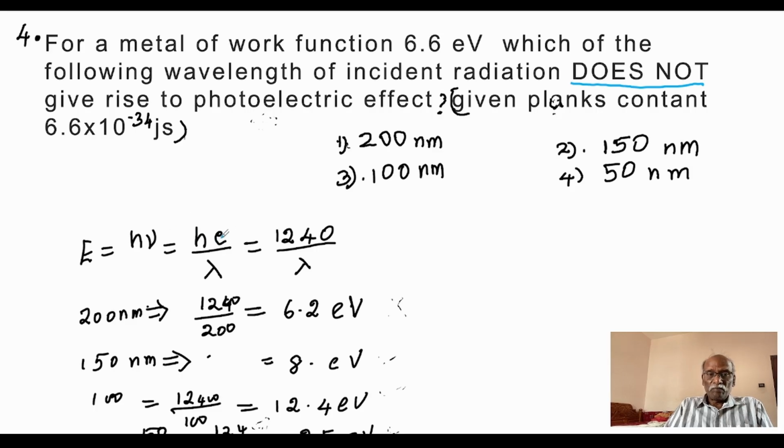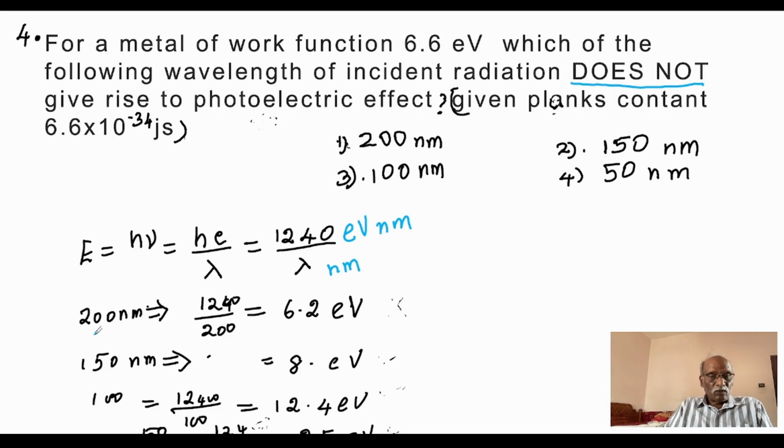Both h and c are constants. When we multiply hc, roughly it comes to 1240 electron volt nanometer. That is the unit of this value. The wavelength is also in nanometer, that's why we have taken the numerator in terms of nanometer. Only then can we get the answer in electron volt, because electron volt is what is given there.